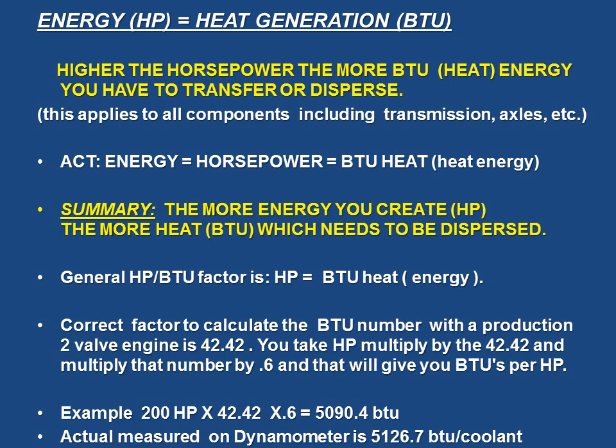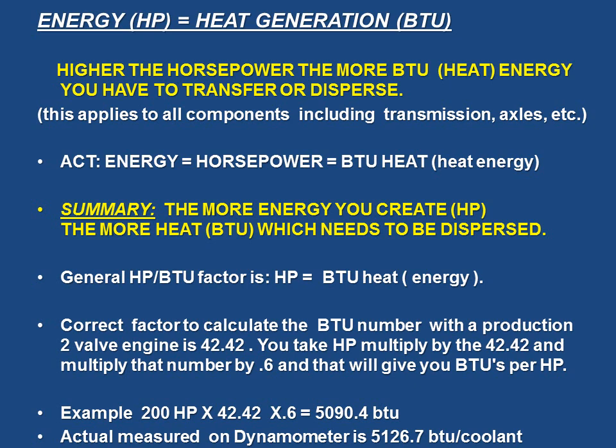The act of the energy is this. When you have horsepower, it creates BTU heat, or we have heat energy. The summary is this. The more energy you create, or horsepower, the more BTUs which need to be dispersed. In general, if you wanted to create a BTU factor to know what the horsepower to BTU ratio would be, if you had, let's say, a 2-valve production engine, that number would be 42.42, and then you multiply it times 0.6.